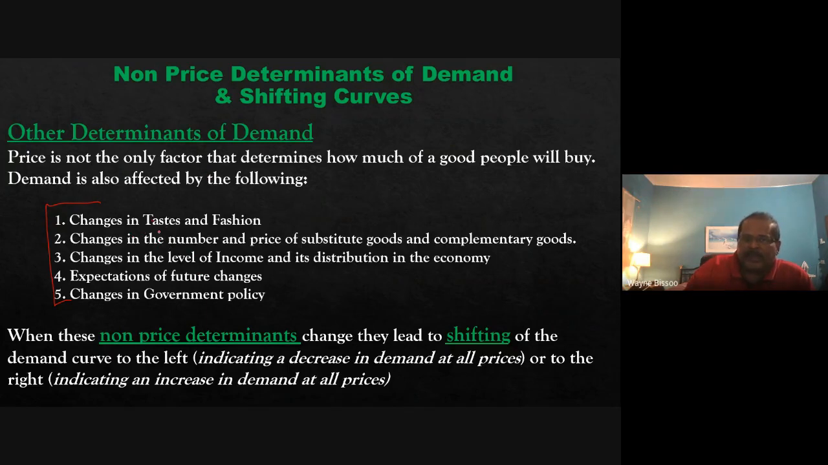When there's a change in taste and fashion, when there's a change in the number and price of substitute goods or complementary goods, when there's a change in the level of income and its distribution in the economy, when there's a change in expectations about the future, and when there's changes in government policy. So the question is, do we understand what each one of these things means? So let's talk about fashion and taste. Can you give me an example of that?